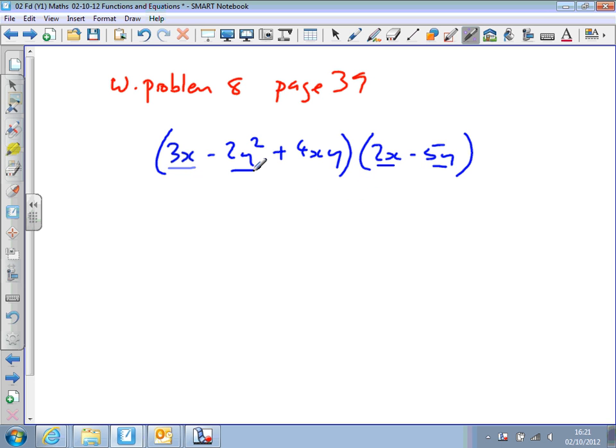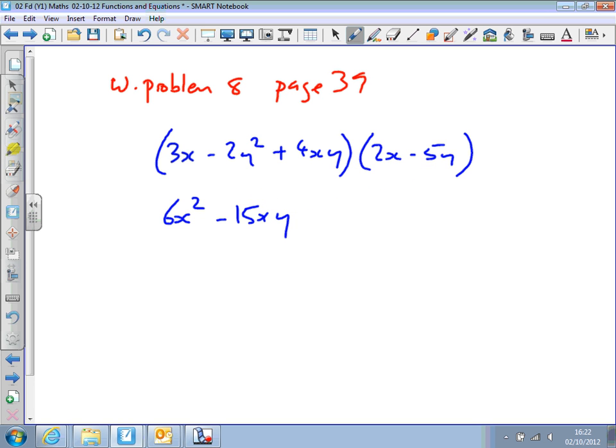So I'm going to go 3x times 2x is 3 2s are 6, x times x is x squared. So that's 3x times 2x. Next, 3x times minus 5y. What's that going to give me? Agreed? And so that's that one done.